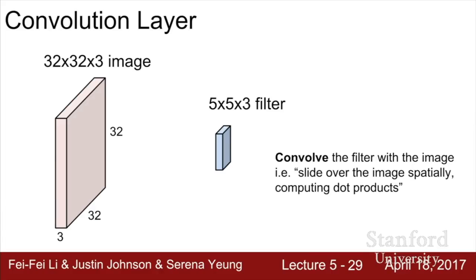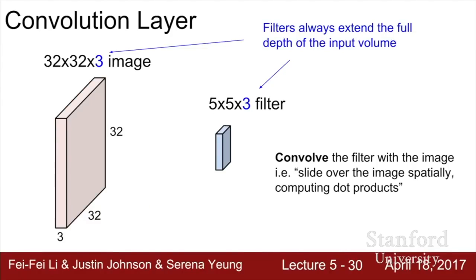And we're going to take this filter and slide it over the image spatially and compute dot products at every spatial location. We're going to go into detail of how exactly this works. So our filters, first of all, always extend the full depth of the input volume. They're going to be just a smaller spatial area, in this case 5 by 5, instead of our full 32 by 32 spatial input, but they're always going to go through the full depth. So here we're going to take 5 by 5 by 3.